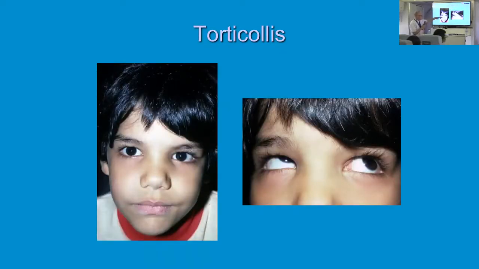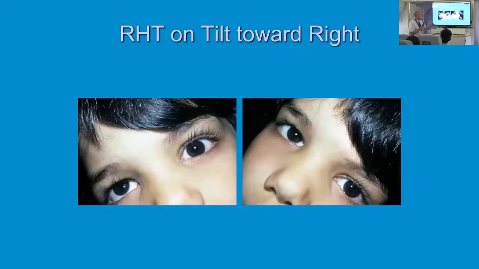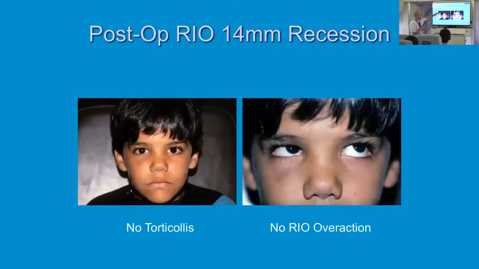So here's a child with a little head tilt to the left and a right hypertropia. The right hypertropia worsens in left gaze, and the hypertropia is worse on head tilt to the right versus the left. See, it's level here, but here it's higher. So he has a right superior oblique palsy. His was congenital, and he had a 14 millimeter recession of the right inferior oblique. That's after surgery. So surgery works when you get the right diagnosis.